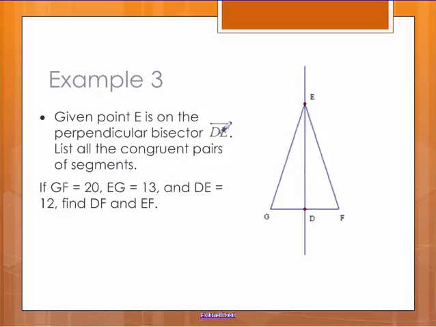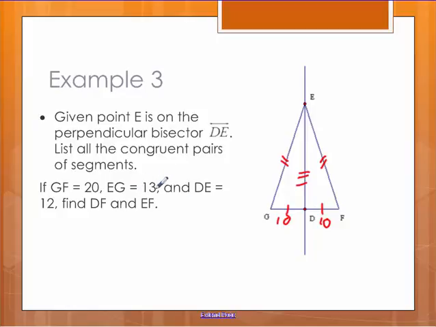So because it's on the perpendicular bisector, I know that it splits these two in half. And because point E is on the perpendicular bisector, I know that it makes these two congruent. And then this one is congruent to itself in the left triangle and right triangle because of reflexive property. So I know GF is 20. That makes both of these 10.